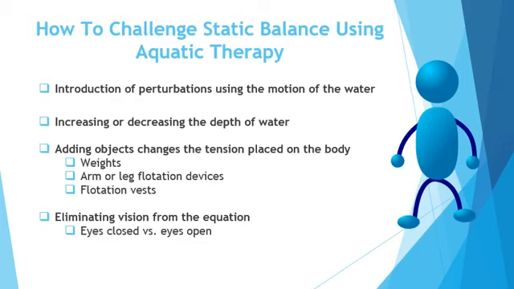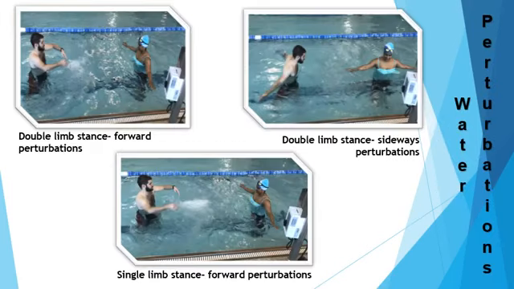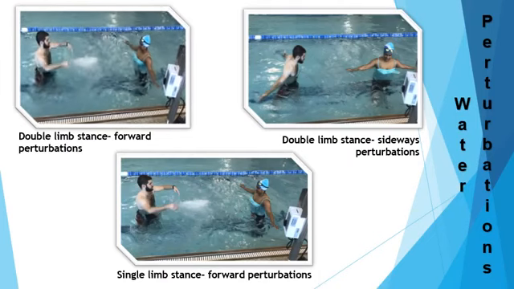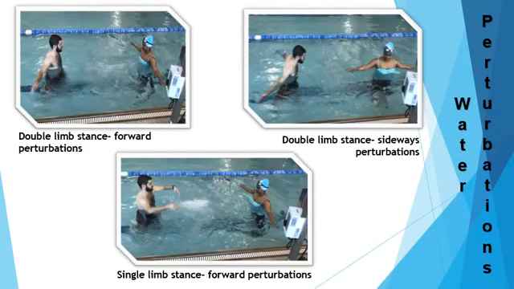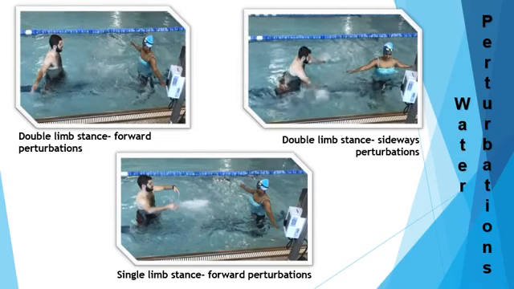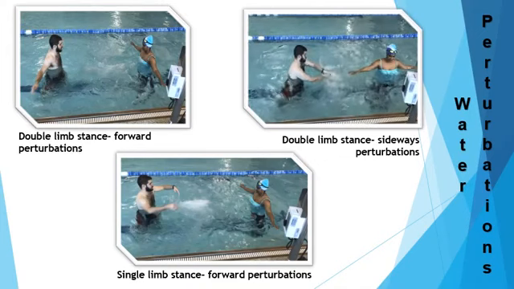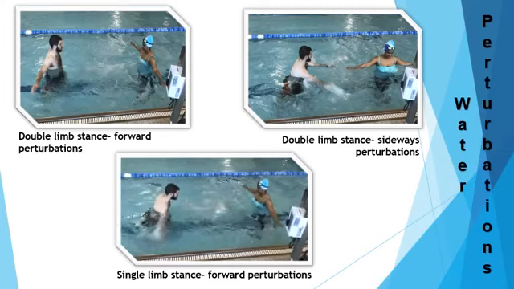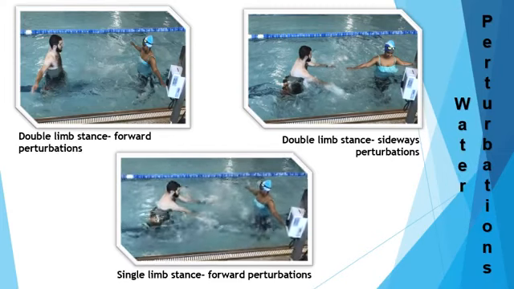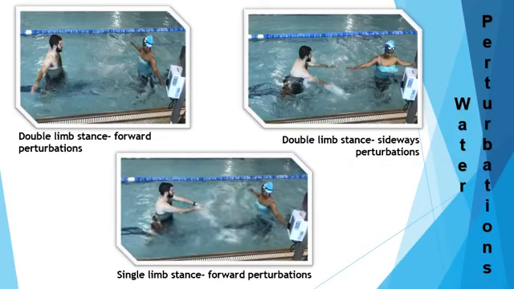Lastly, most things are harder with eyes closed, so why not train that way if eyes open has become too easy? By taking away vision, a person has to rely on and improve the response of their vestibular and proprioceptive systems. The following videos show you perturbations from multiple directions. The first video shows perturbations while in double limb stance. The second video shows double limb stance with sideways perturbations. The third video is a progression of forward perturbations with single limb stance.